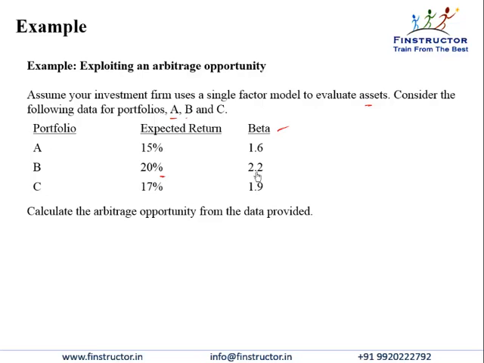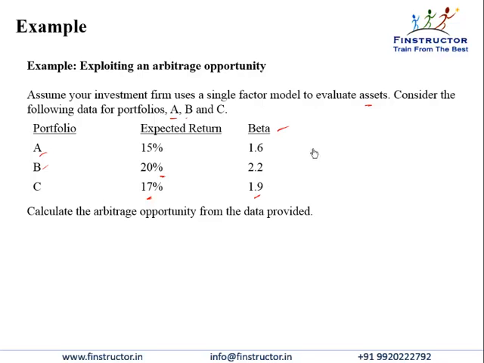Return on portfolio B is given and the beta is given, and there is a portfolio C also given with an actual expected return and the risk. First, let's see if there is any arbitrage opportunity, and if yes, how will we exploit it? Now, let's assume that assets A and B are correctly priced. It's just an assumption.